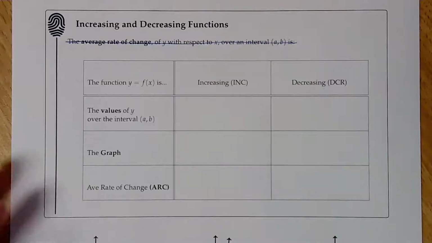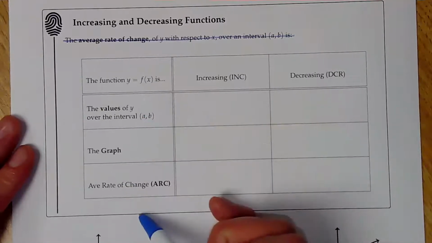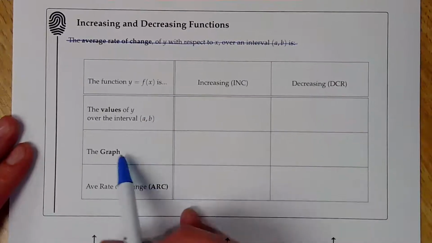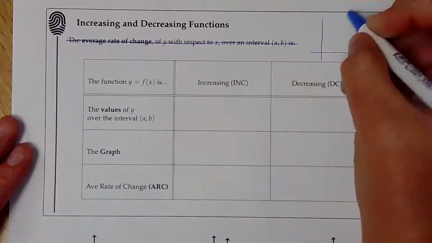All right, we have one last concept to look at in section 1.2, and that's the idea of when is a function increasing and when is it decreasing. So if our function is y is equal to f of x, we're going to look at when it's increasing and decreasing in several different scenarios. So if we're looking at the values of y, I'll put a little sketch up here.